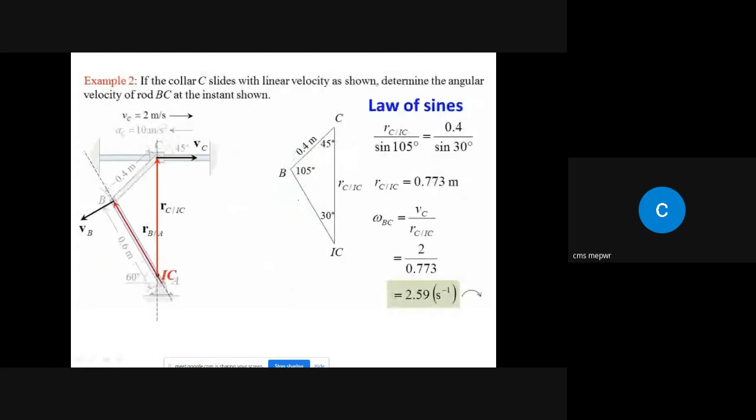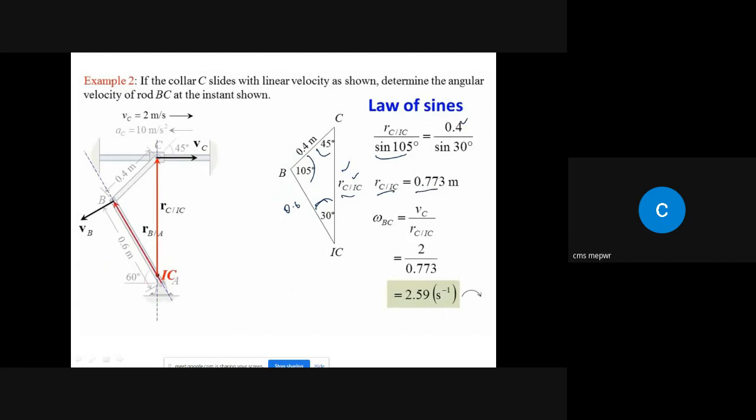This is 0.4, this is 0.6, this is 105 degrees, this is 45, this is 30. This one is the only unknown. So by using the sine law, RC by IC divided by the sine of the corresponding angle 105 should be equal to 0.4 divided by sine 30. From here you find RC by IC, which is 0.773.